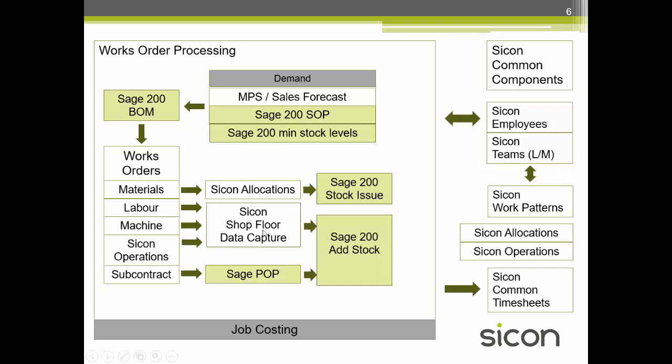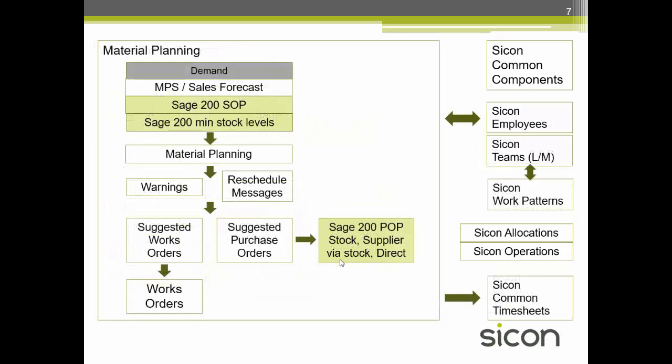Shop floor data capture is obviously very important, and that links into both the labour and machine times, but also ties into our operations as well. Just following the process across, materials get allocated and then issued, all the time gets booked, the subcontract operations get costed in, and eventually we do an add stock to book the finished item in.